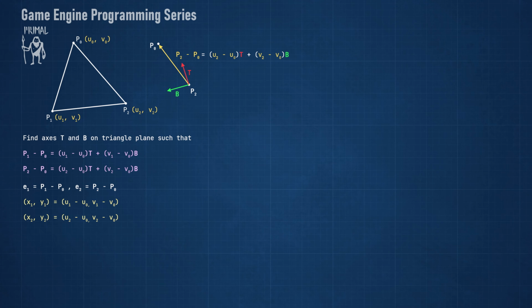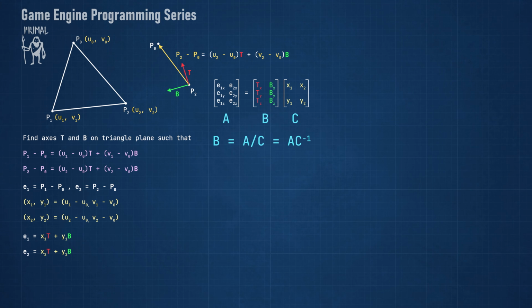First, let's name each component so that we can write the equations down using a more compact notation. Next, we write them in a matrix form. Let's call them A, B, and C, where we know the values of all components in matrices A and C. Matrix B can therefore be calculated by dividing matrix A by matrix C.